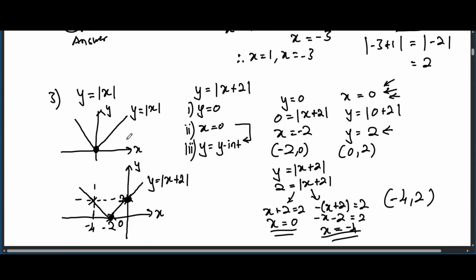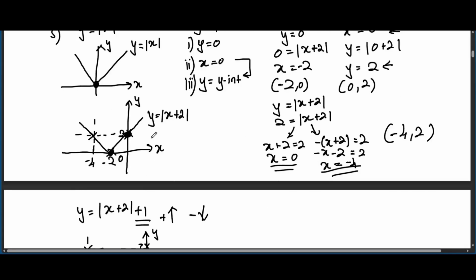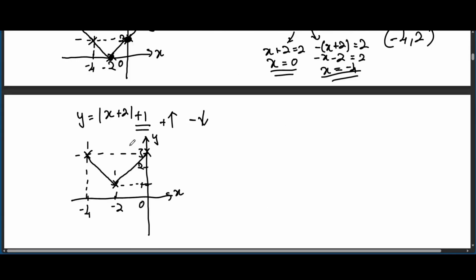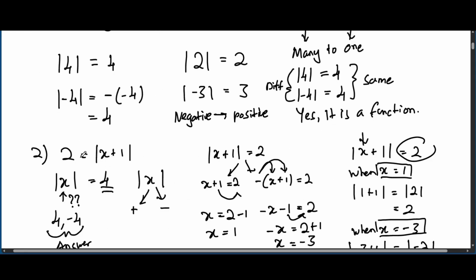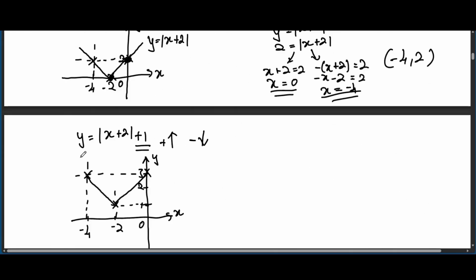There are 2 ways of sketching the graph. The first way is the basic way. The second way is when there's a number behind, either plus or minus. You should know plus is going up, minus is going down. The fourth point would be an always negative function: a negative in front of the absolute value function makes it always negative instead of always positive. And lastly, when it's applied to a non-linear graph, you should know the base definition of the absolute value function.